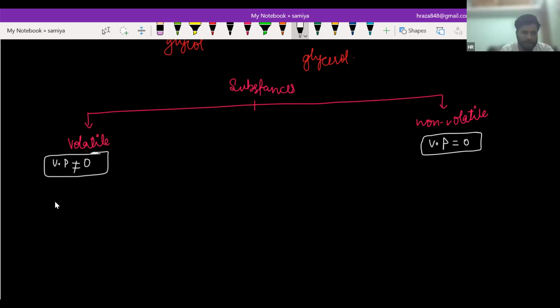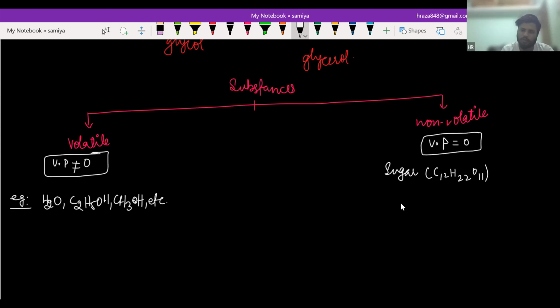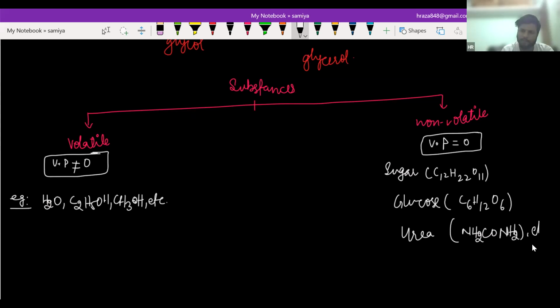As for example, we can take H2O, C2H5OH, CH3OH. These all are basically volatile substances. When we talk about non-volatile substances, it is basically sugar, which has a formula C12H22O11, glucose, which has a formula C6H12O6, and next is basically urea, NH2CONH2, etc. These are examples of non-volatile substances.